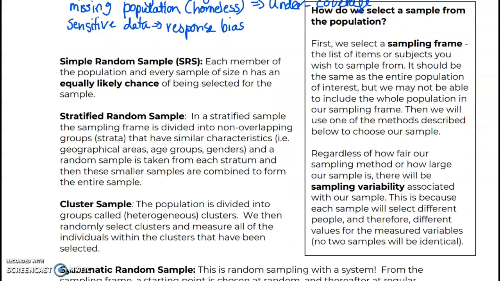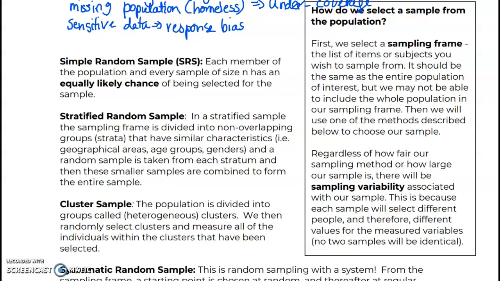So we have several different sampling techniques. We start again with our sampling frame, which is the list where we choose our sample from. The first, which is the gold standard of sampling, is our simple random sample, often abbreviated by SRS. Each member of the population and every sample of size n has an equal likely chance of being selected for the sample. This really equates to having a random number generator, choosing people from a list.